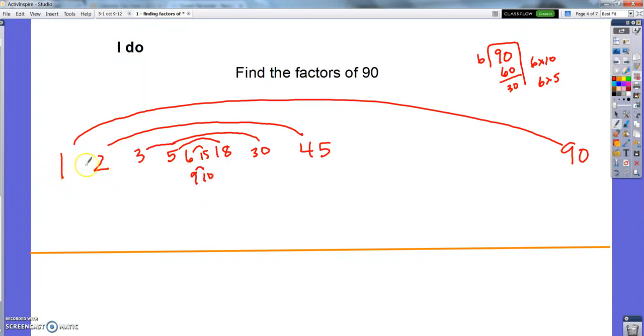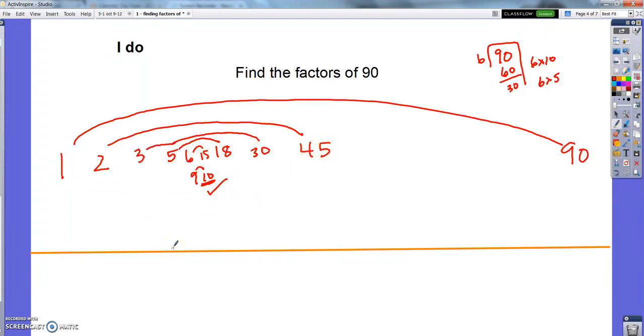And now, so I tried 1, I tried 2, I tried 3, I tried 4, 5, 6, 7, 8, 9. And now I don't need to try 10 because, like I said, once you get to a number that you've already used on this side of this rainbow, you're done. So I've already gotten to 10. Once I get to that, I don't need to try anything higher than 10 because I've already got them all. And so I'm done.